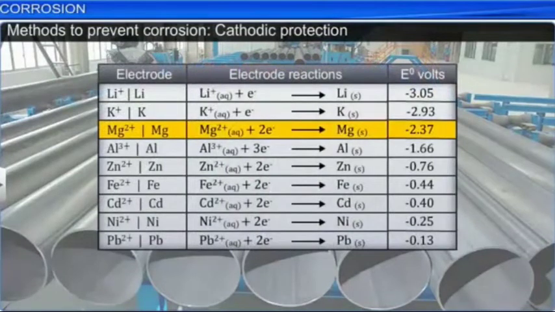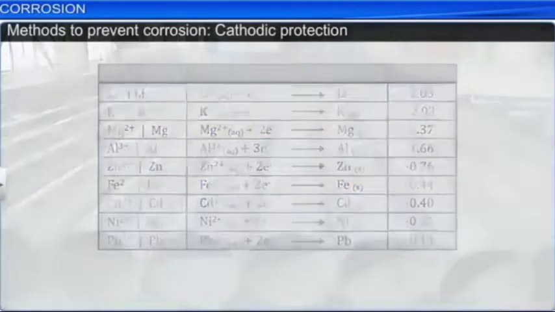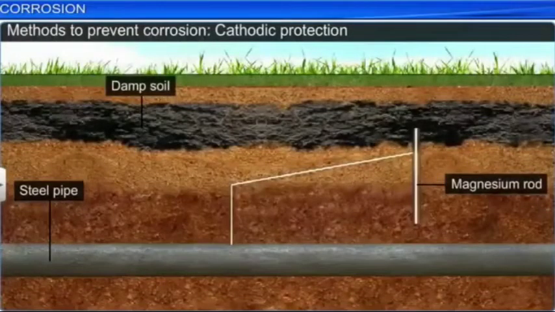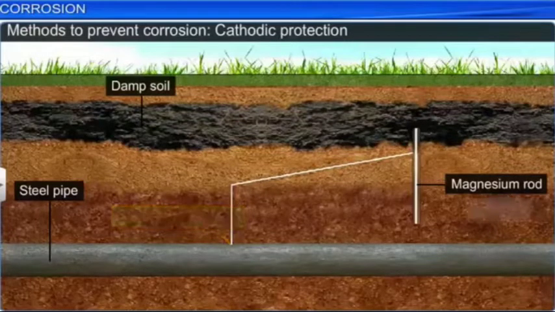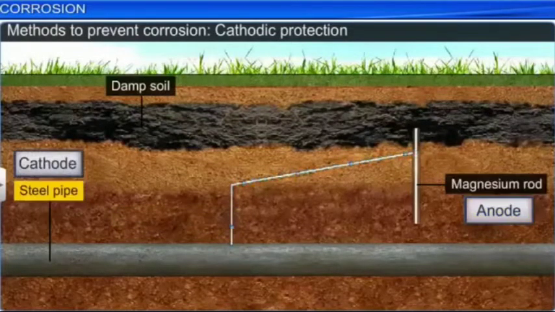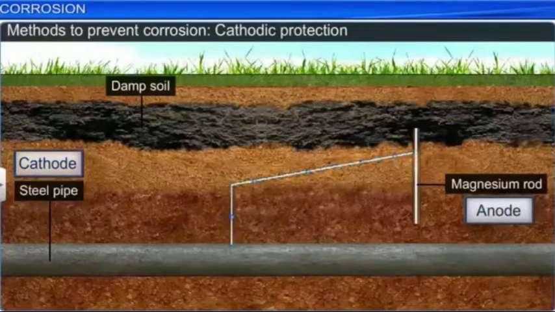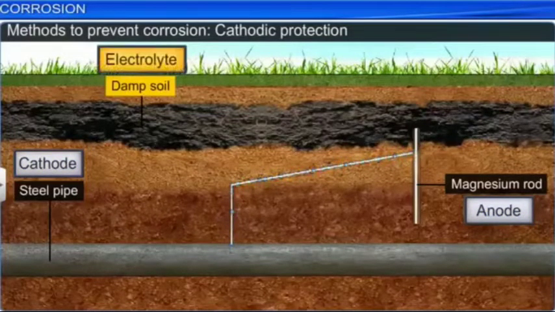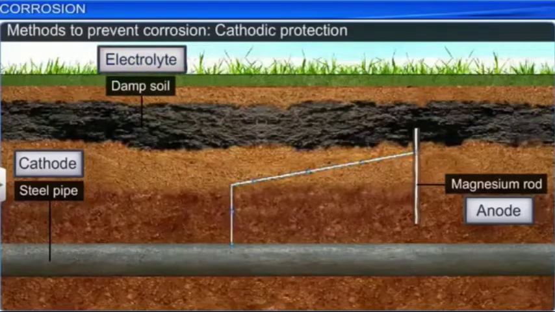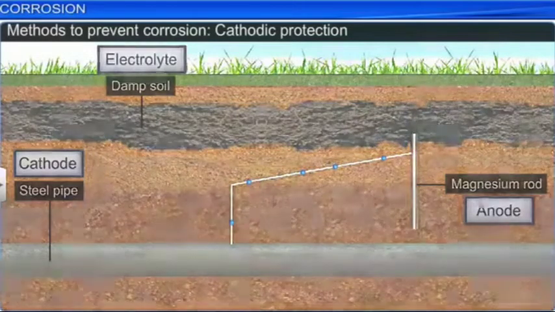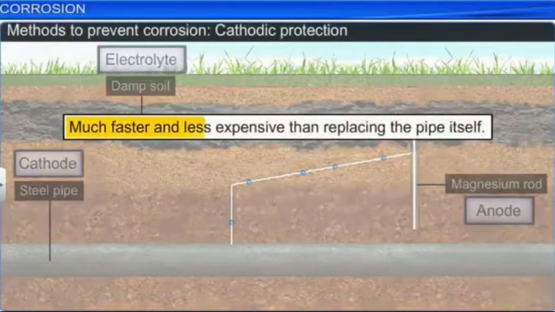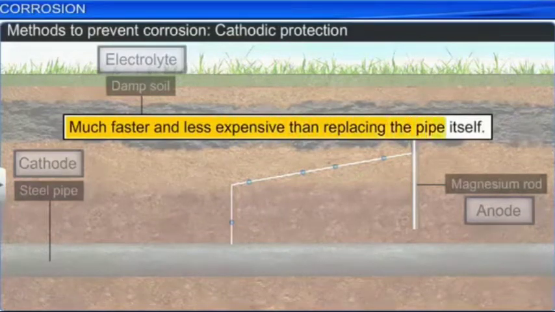Magnesium oxidizes more readily than iron, as you know from the table of standard reduction potentials. In this diagram, a magnesium rod is buried and soldered to a steel pipe. Magnesium acts as the anode and the pipe acts as the cathode. The damp soil acts as an electrolyte. The magnesium rod can be dug up and replaced. This is much faster and less expensive than replacing the pipe itself.